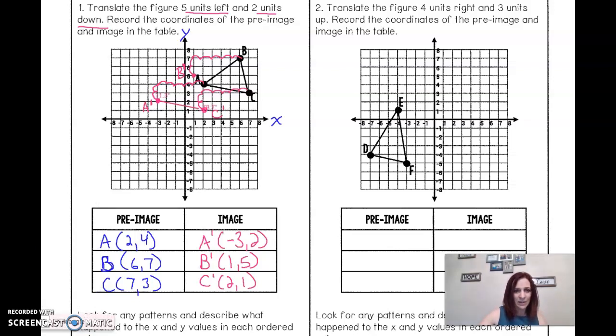So if you connect it, remember, it should look like the exact same shape. Not that you have to, but if I took my little marks off, you would see that this looks exactly the same. We moved each point in the same direction and the same distance.